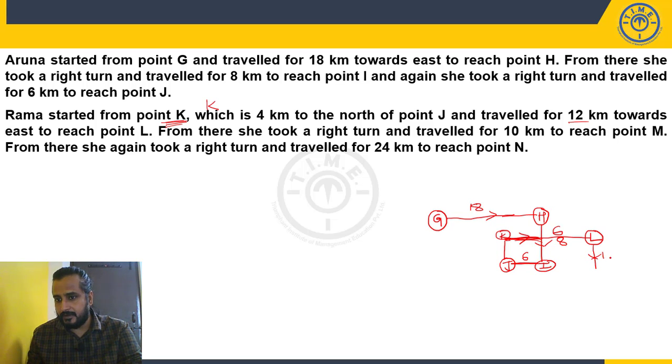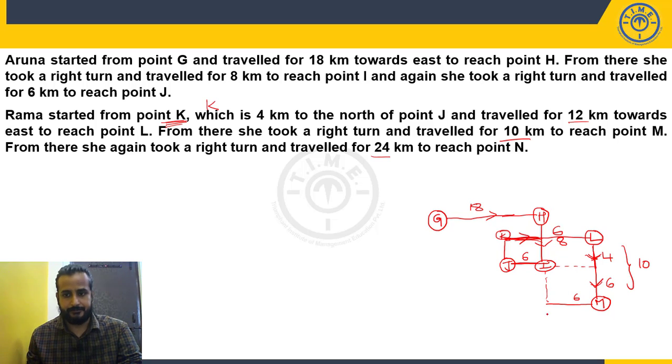In 4 kilometers distance, she will be in line with point I, but she has to travel how many kilometers? 10. So more 6 kilometers to reach point M. Total 10. From there, she took a right turn. While moving towards south, the right hand side will be west. And she traveled 24 kilometers. If she traveled towards west 6 kilometers, she will be in line with point I, right?